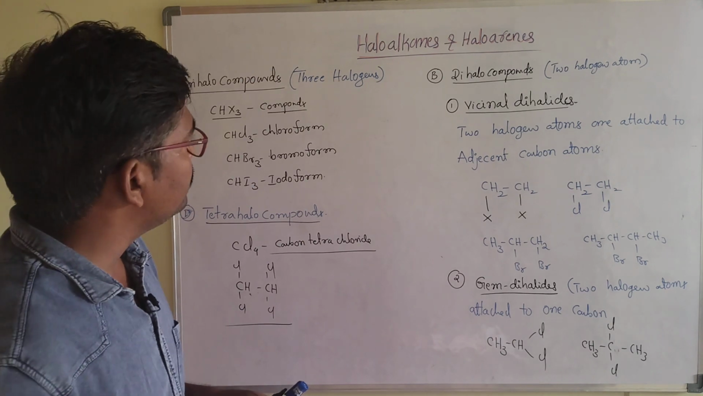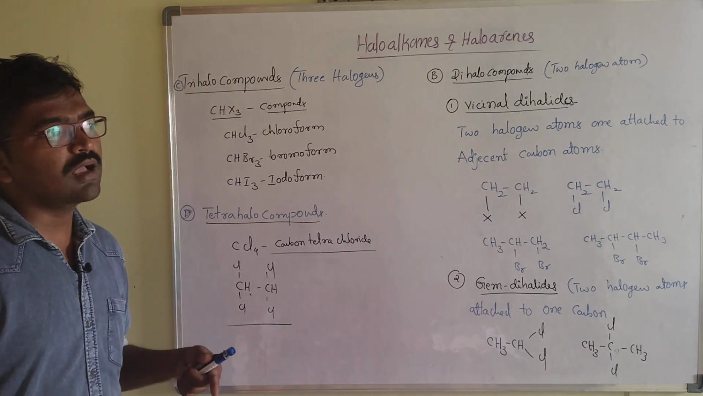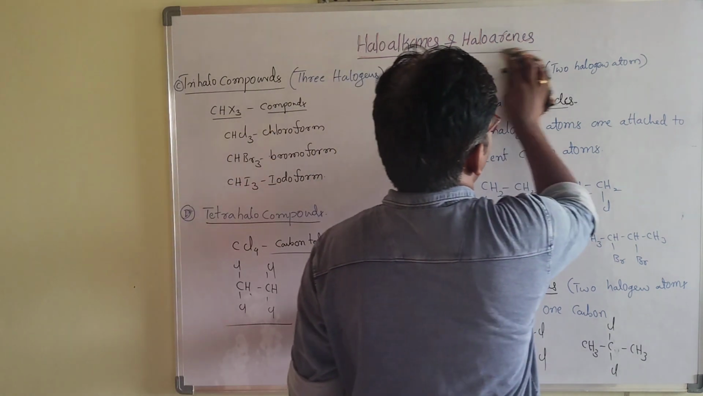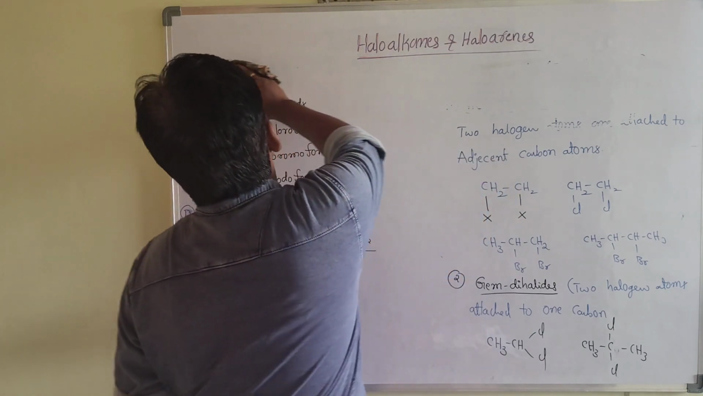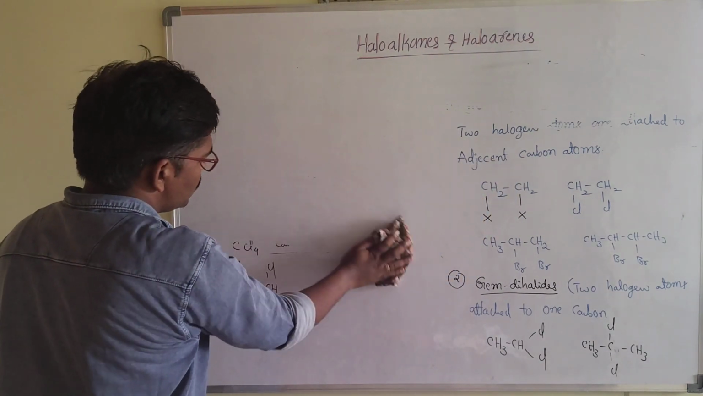Next classification is based on the sp3 hybridized carbon atom attached to the halogen. What is the next classification? Based on the sp3 hybridized carbon attached to the halogen.